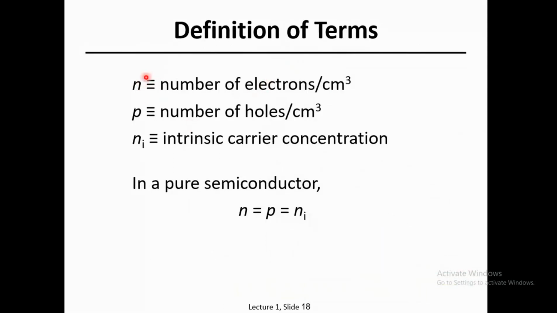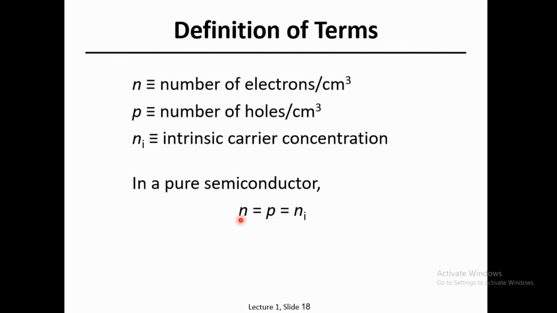What I mean by the concentration is the N. So we refer to the number of electrons per cubic centimeter as N, P for holes, and we say the intrinsic carrier concentration. So in a pure semiconductor, N equals P equals Ni.